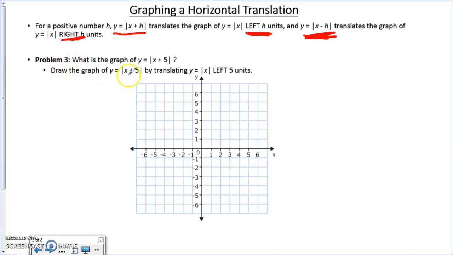So problem 3, what is the graph of y equals the absolute value of x plus 5? Draw the graph by translating the parent function left 5 units. If there's a plus sign inside the absolute value, go to the left 5 units. So we know that the absolute value function is something like that, and we are going to translate it, move it to the left. 1, 2, 3, 4, 5. That's going to be our new center. And remember, do the best that you can. Make it look like a V. The horizontal translation is a little more difficult because you have to think opposite.